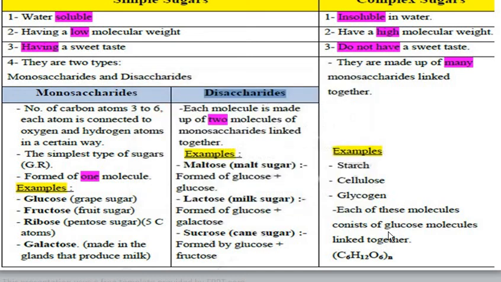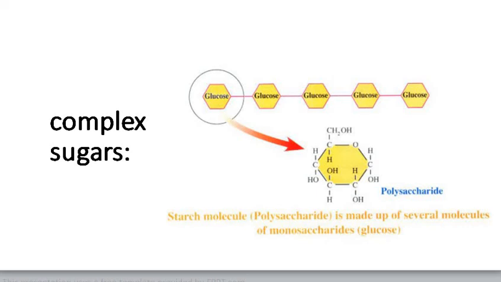Starch, cellulose and glycogen all consist of many molecules of glucose that are linked together. So they are a form of complex sugar. Many glucose molecules form a polysaccharide, or complex sugar, or carbohydrates.